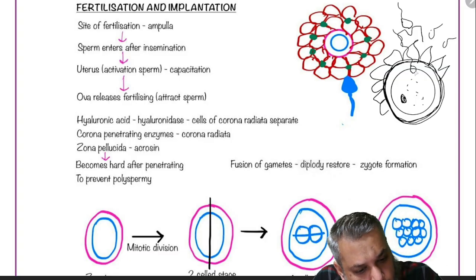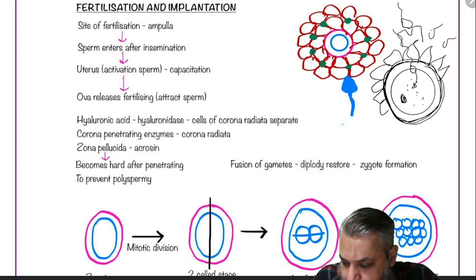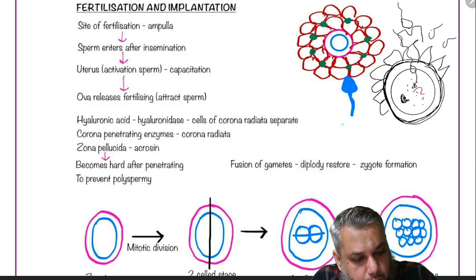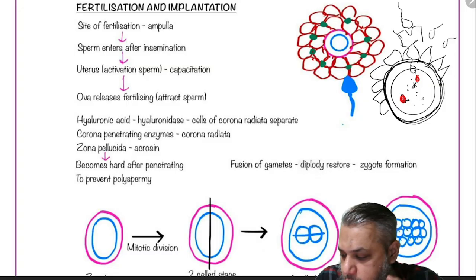Immediately, the ovum will engulf the sperm inside, and as the sperm gets engulfed, the nucleus of the ovum, the secondary oocyte, which was arrested at meiosis 2, will complete its meiosis 2, resulting in the formation of the female pronuclei. Already the male pronuclei has come in here. So understand these events properly.